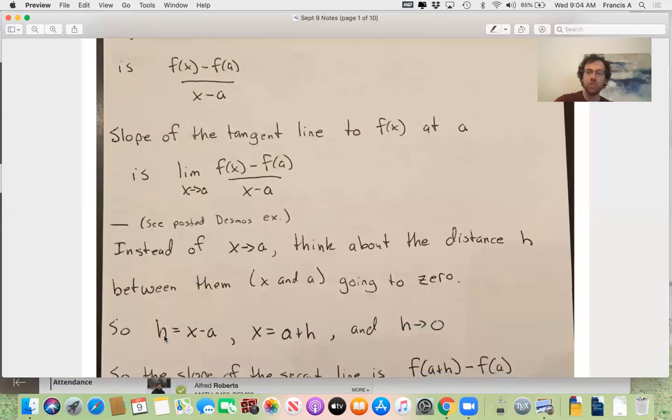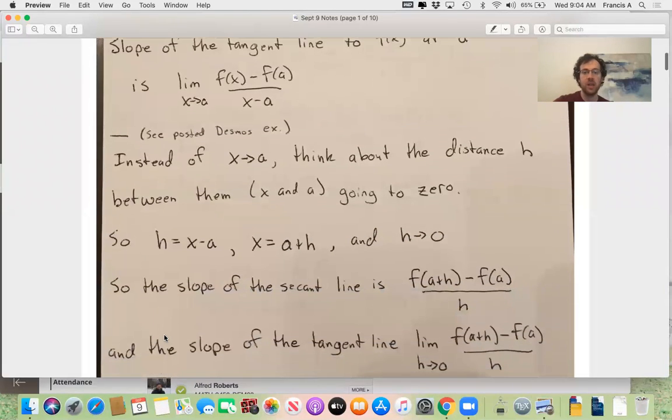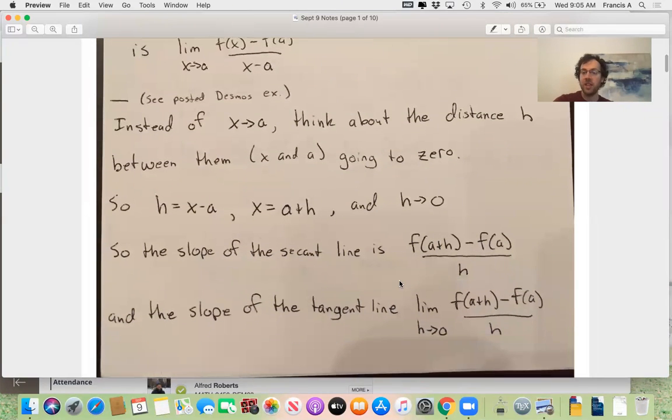Or letting h be the distance and letting the distance between the points go to 0. So our points become the fixed point a, and then a plus h, which is a moved a little bit by some tiny number h. Then the slope of the tangent line is the limit as h goes to 0, so the distance between the points goes to 0, of f of a plus h minus f of a over h. So this is what we saw last time.